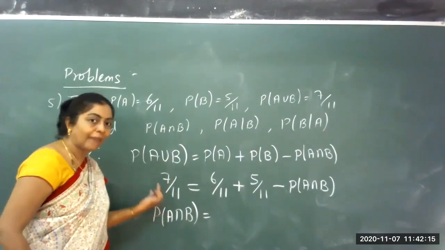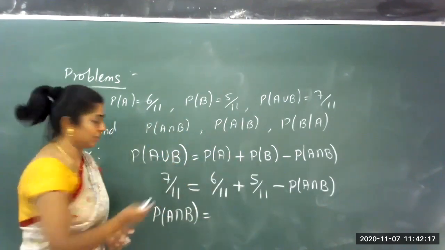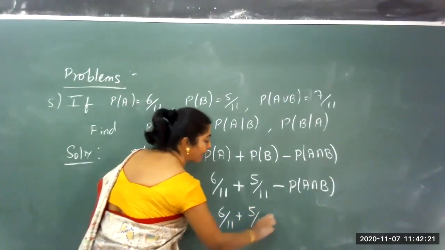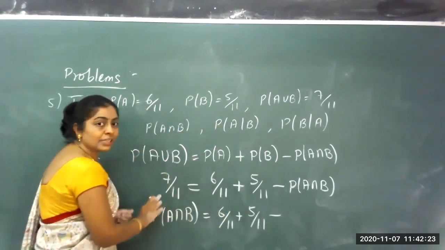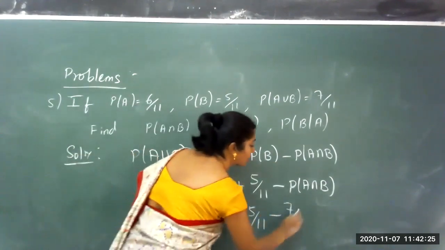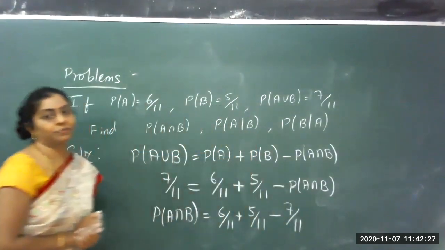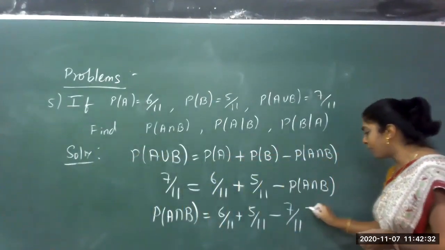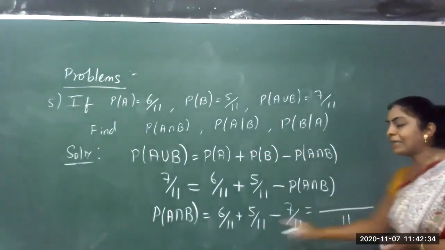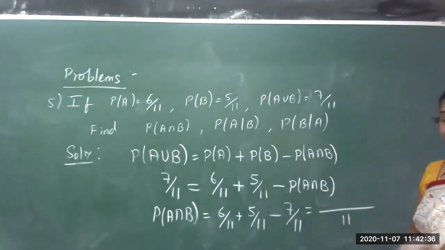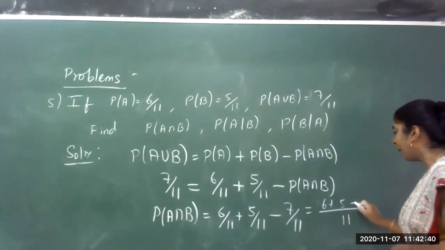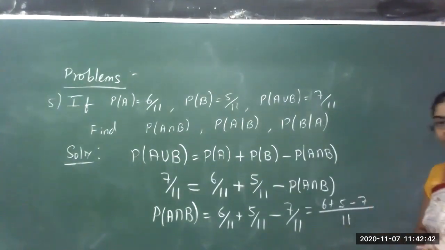And what I have on the LHS, I shift to the RHS. What do I get? 6 by 11 plus 5 by 11. Since I shift this, it is positive, and when I take it to the RHS, it becomes negative. Now I have a difference of fractions. I'll take the LCM as 11. All three have the same denominator, so 6 plus 5 minus 7.